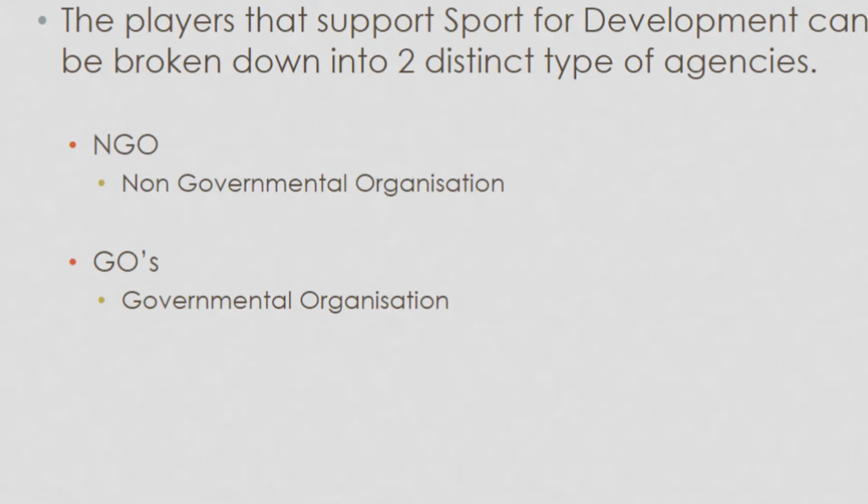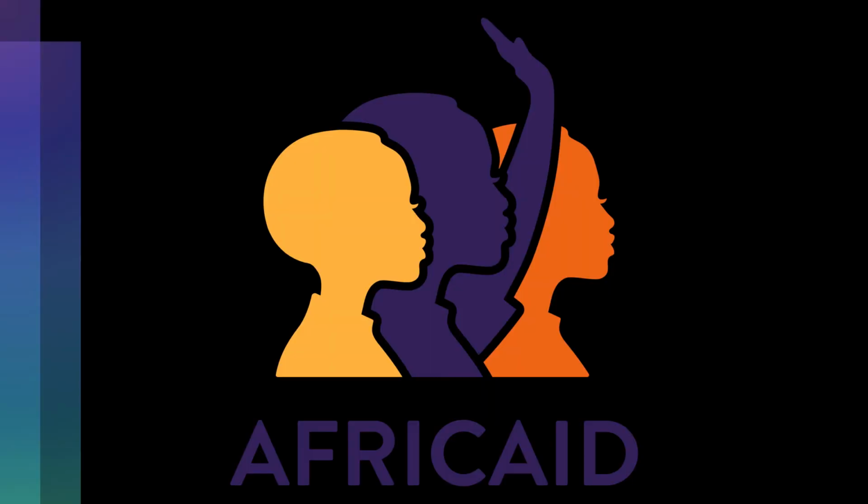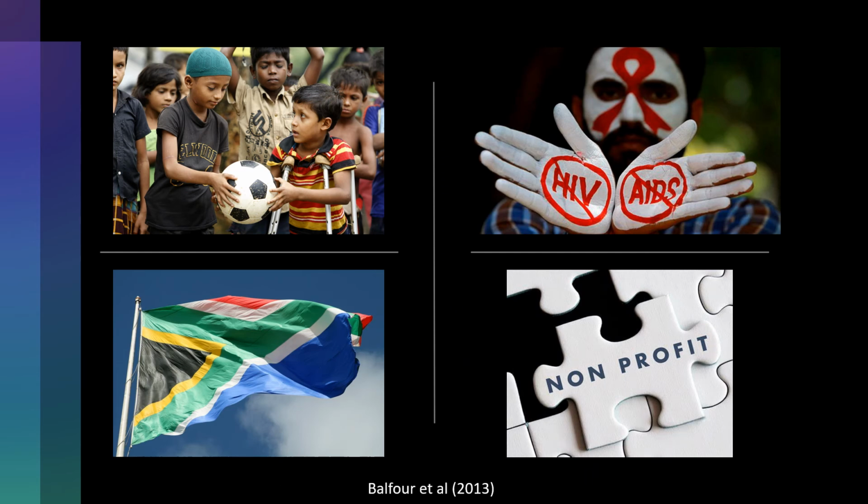It is also important to identify that there are two distinct types of agencies when it comes to players that support sport for development. These are non-governmental organisations and governmental organisations. One example of a non-governmental organisation which is based in South Africa is a charity called the Africaid Trust. Balfour et al. 2013 conducted research on this non-governmental organisation and explained that the Africaid Trust is a grassroots South African non-profit organisation that engages youth in HIV prevention by harnessing the popularity of football.